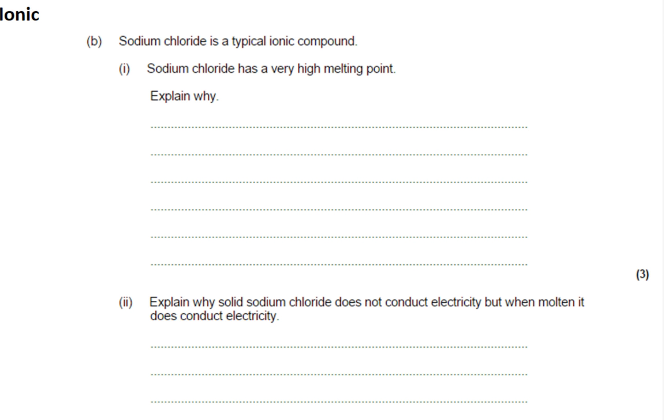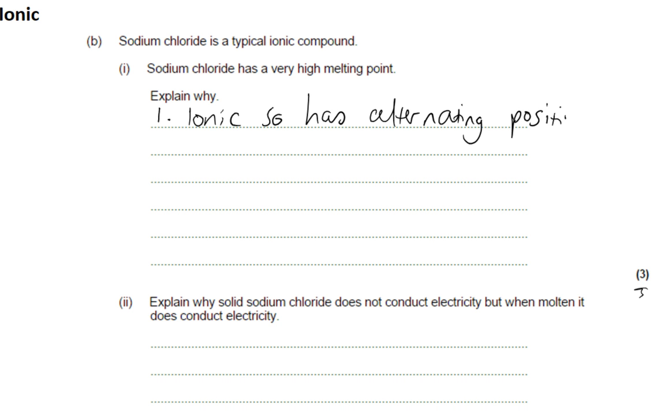So, here we've got sodium chloride is a typical ionic compound. It's got a very high melting point. Explain why, for 3 marks. So, first off, you're going to explain it's ionic, so it has alternating positive, not abbreviating because I'm doing an exam question, alternating positive and negative ions arranged in a lattice.